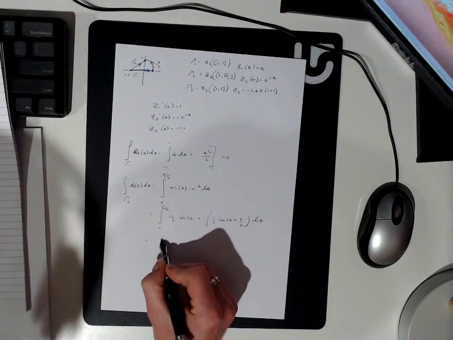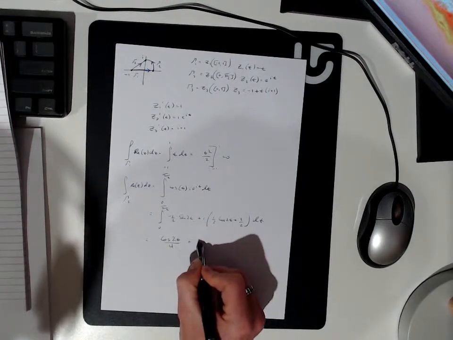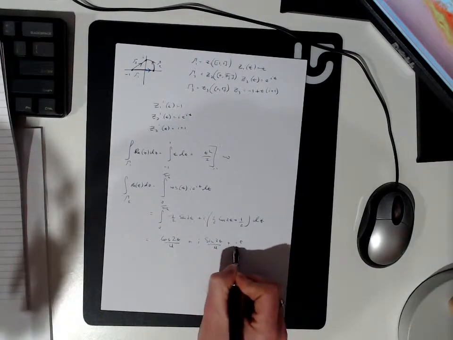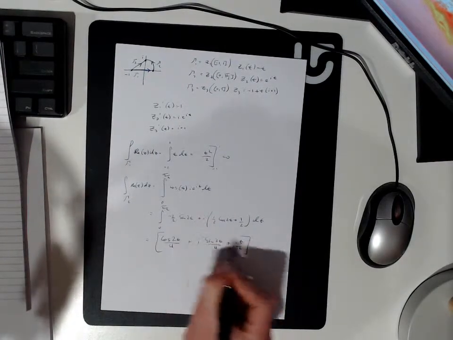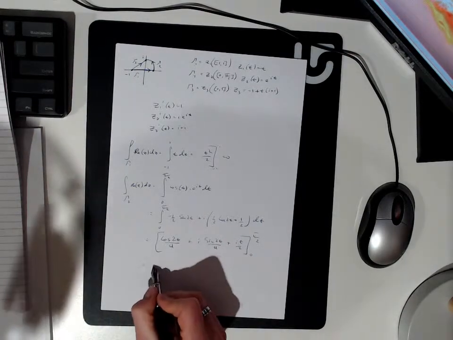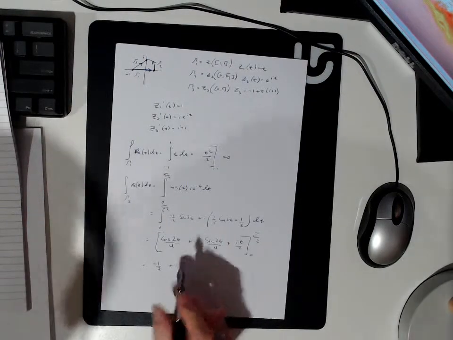So this is cos 2t over 4 plus i sine 2t over 4 plus i t over 2, from 0 to pi over 2, and that is equal to minus 1/2 plus i pi over 4.